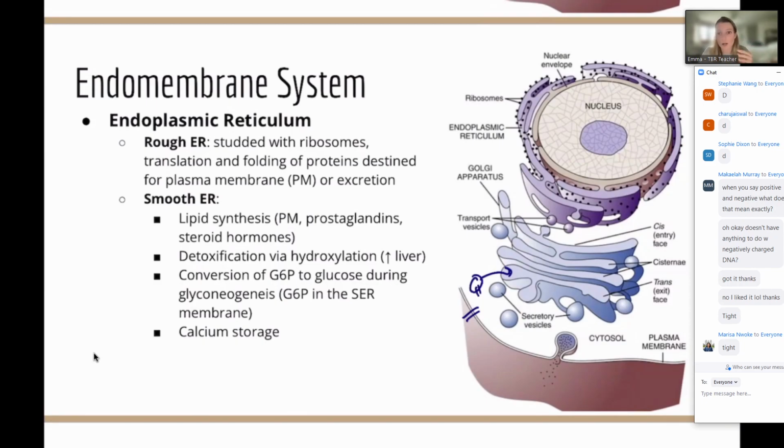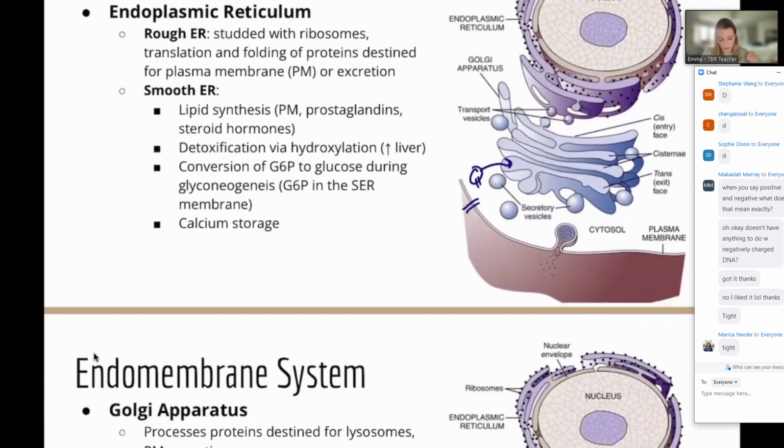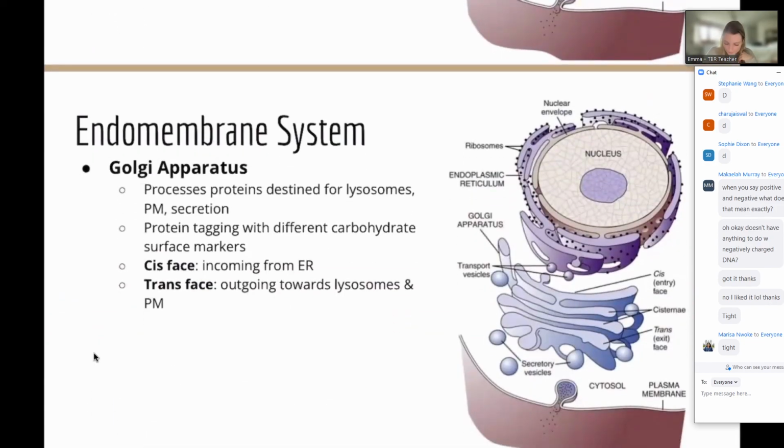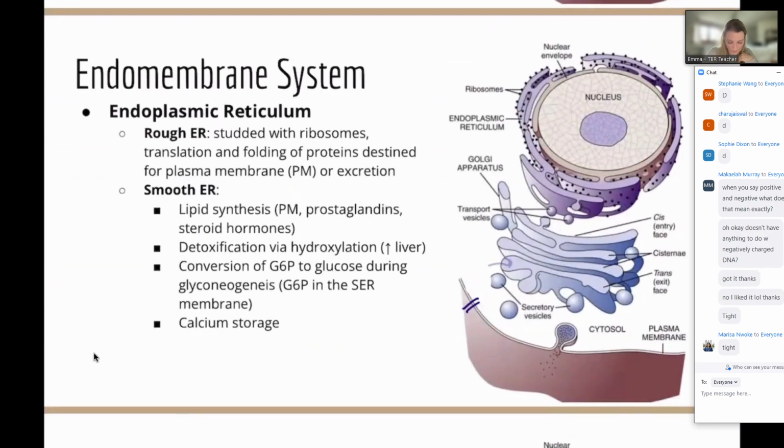So once we've got our packages ready, or potentially our proteins ready, they're going to go to the Golgi. Oh, sorry, I drew this going to the wrong place. Let me not confuse you. So potentially there's a calcium channel here, and calcium is going to be stored here. This is smooth ER on the outside here with no ribosomes. Rough has these little polka dots, RER, compared to smooth SER.